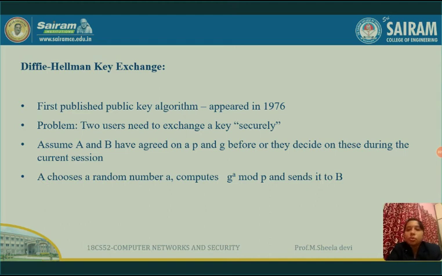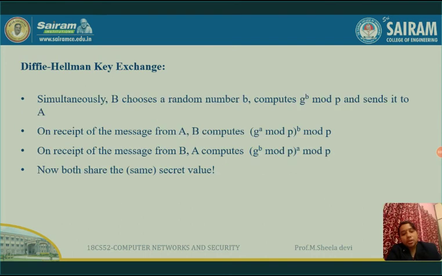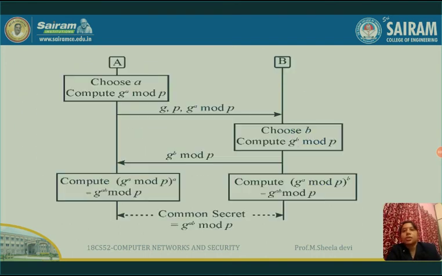Then B, my friend the receiver, will generate a random number called b, and he will also calculate G power b mod P and send it to me. So the first step is to generate the random number, and the second step is to calculate G power a mod P and send it to the receiver. Similarly, B also generates a random number, calculates G power b mod P, and sends it to A.